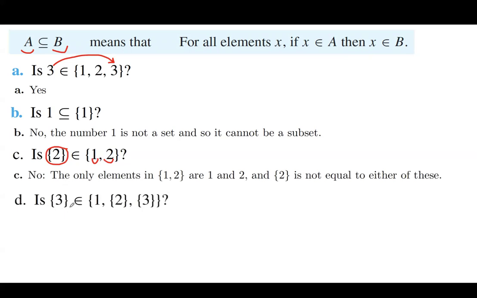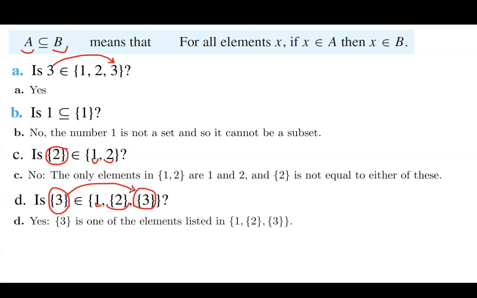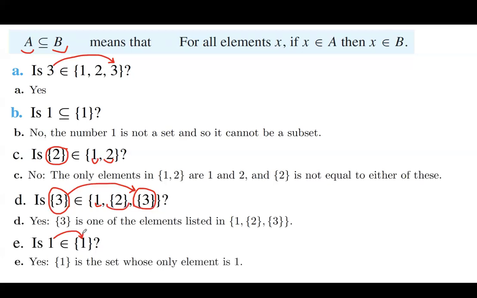Is set including 3 a member of the set including 1, set including 2, and set including 3? Yes, I just see it right here. Set including 3 is indeed a member of this set. So the answer is yes. Next question, is 1 a member of set including 1? Of course, I just see it right here. So the answer is yes. Perfect.